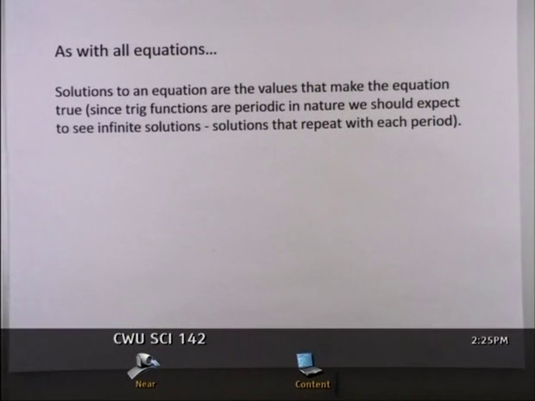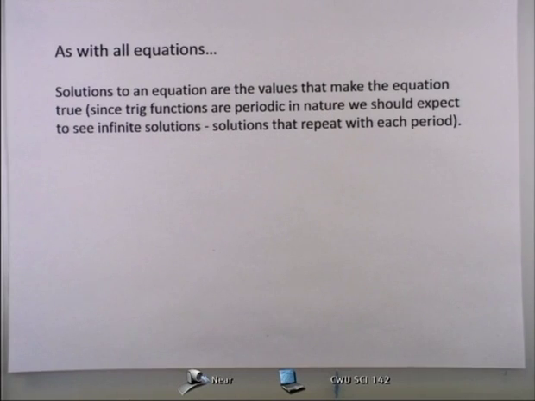So we'll start by talking just a little bit first about solutions. I wrote this down because this is something that's really important. Solutions to an equation are the values that make the equation true. Now when we're working with trig functions that are periodic in nature, we should expect to see an infinite number of solutions, or multiple solutions, because it's repeating with each period. So it's not always just going to be one answer and you're done. A lot of times they're going to want all the solutions, and we're going to have to think about all the possible values that make it true. So we're going to have to be very careful of that.